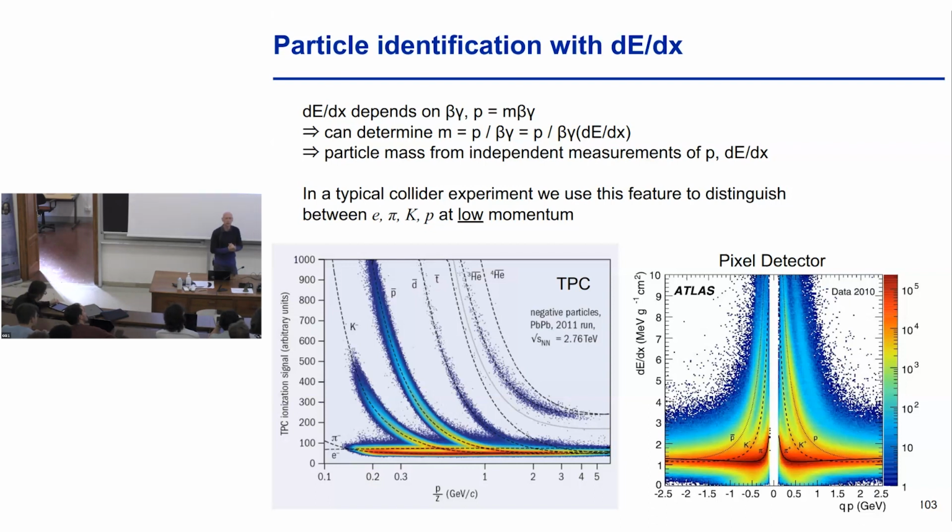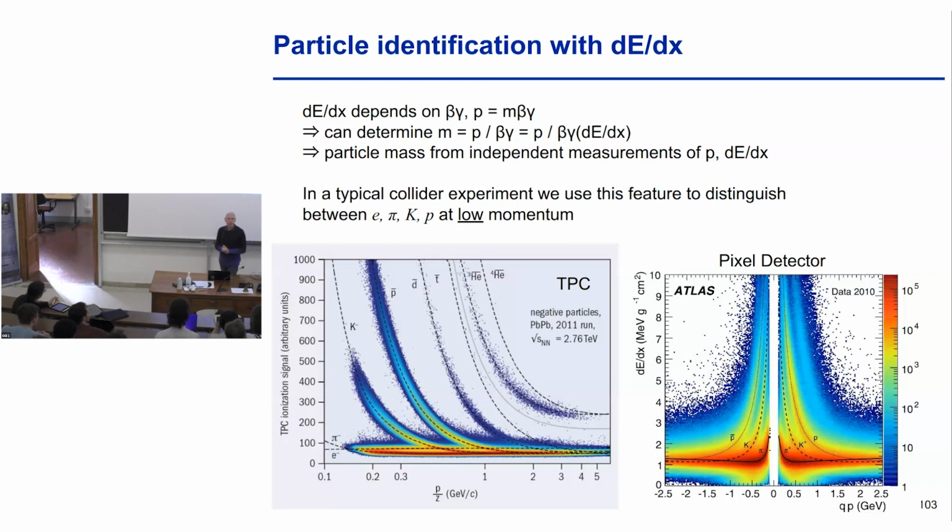Okay, and the different particle species, because they have different masses for a given momentum, have different velocities, and therefore different beta gamma, and therefore different ionization loss. So from that measure, you can tell some separation between pion and kaon. Even a pixel detector has much less resolution, but you can still use it to differentiate pion and kaon at relatively low momentum.